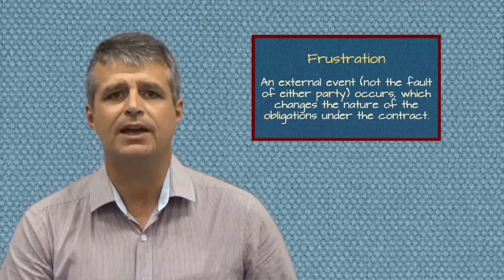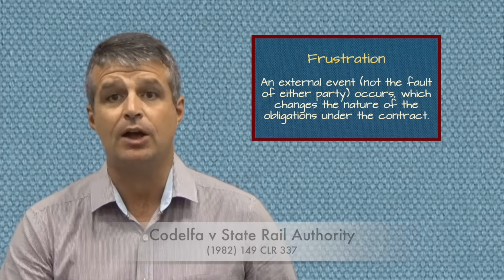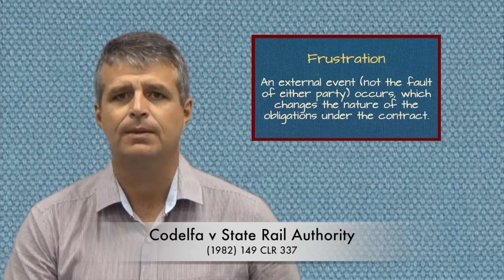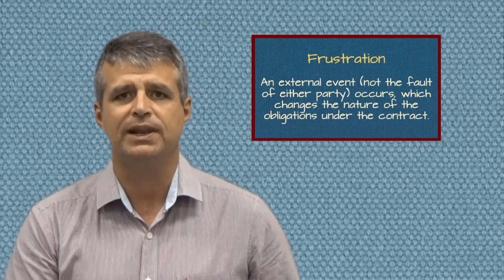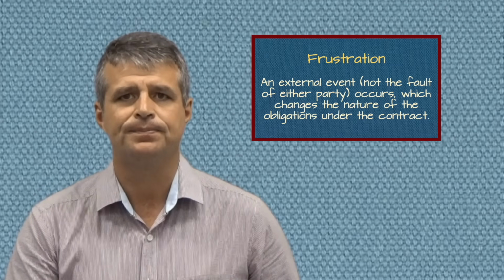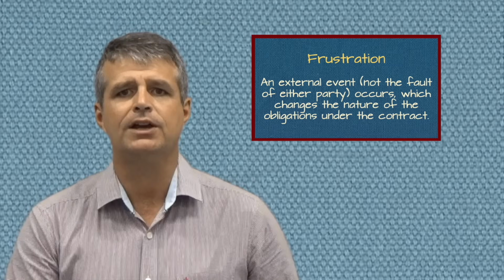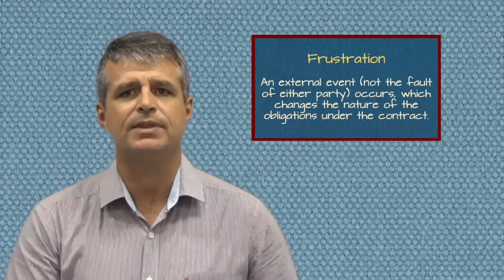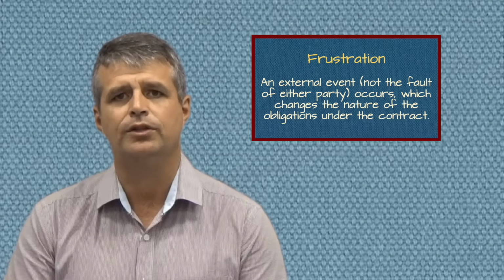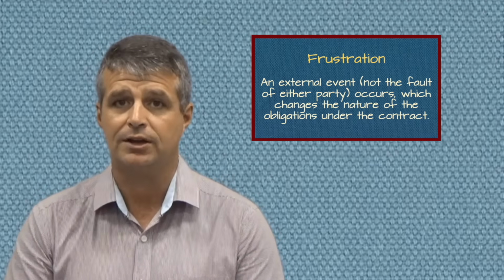Now, frustration, of course, is an emotion which most law students know well. But in contract law, it has a particular meaning. Frustration occurs when some external event happens, something outside the control of either party. But the effect of that is to completely change the nature of the bargain, so that now the party's obligations under the contract mean something completely different to what the parties understood when the contract commenced.